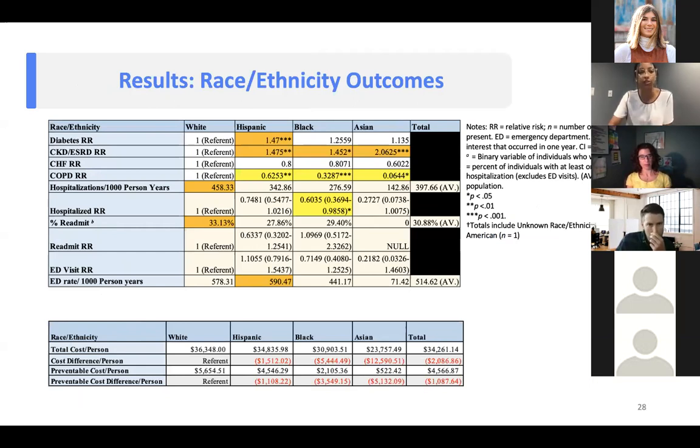And here's where it gets interesting. For total costs, all non-white groups had significantly less expenditures. For preventable costs, the same phenomenon was occurring. So even though non-white patients are having higher rates of potentially preventable diseases, these at-risk groups are having less overall costs and less preventable costs.